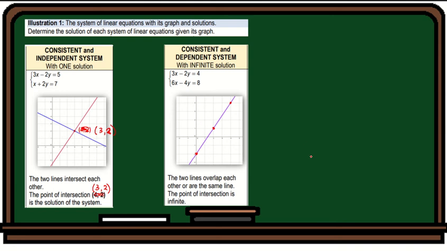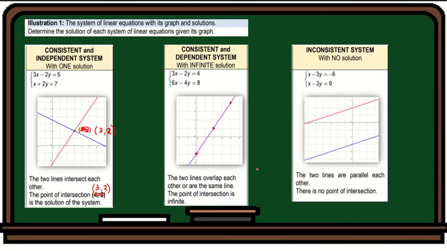So lastly, we have the inconsistent system with no solution. The two lines are parallel to each other, so there is no point of intersection. As you observe, for the system x minus 3y equals negative 6 and x minus 3y equals 9, they have parallel lines. So, wala kayong makikitang point of intersection ng system na ito. That's why it has no solutions.